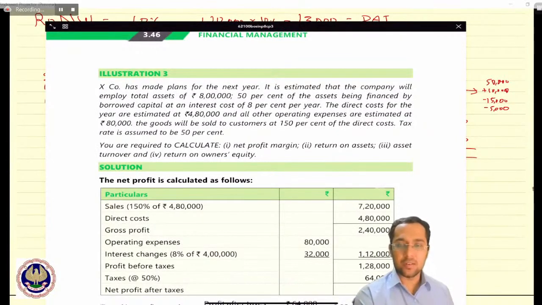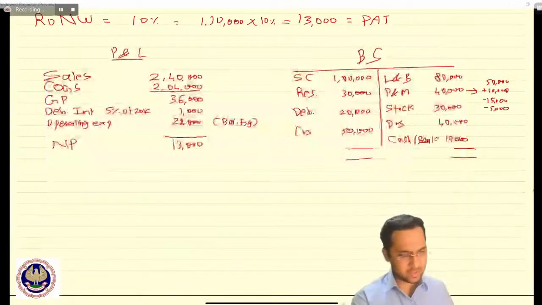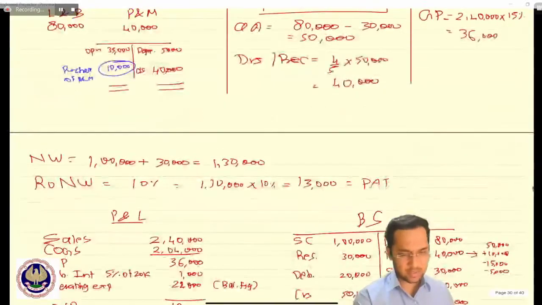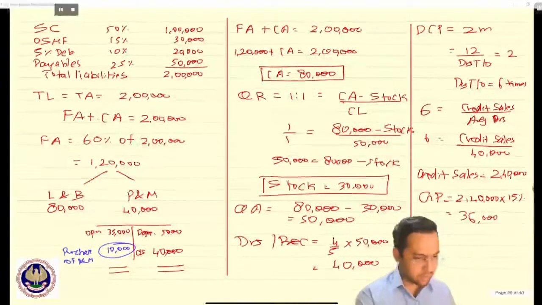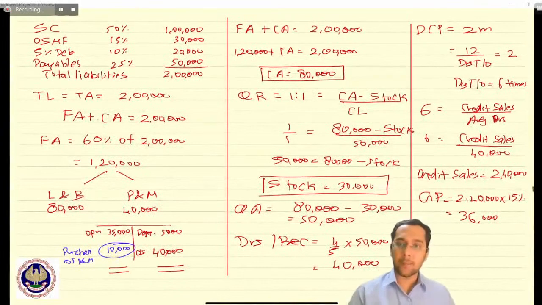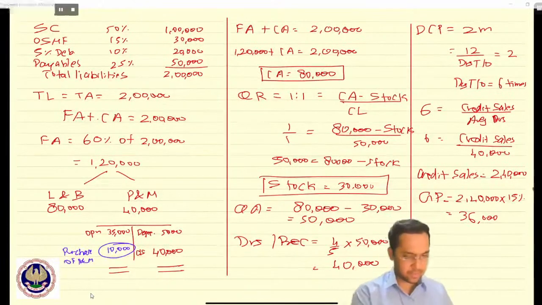Why did you take 60% in CA, 60% in current asset? Where did I take 60%? I don't know what you're saying. 60% in CA, where is it? What are you talking about?